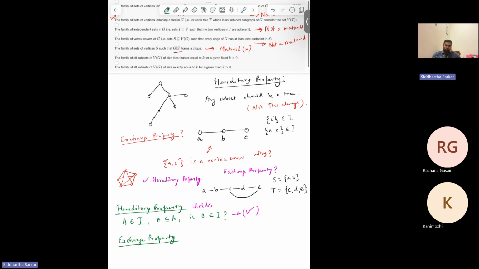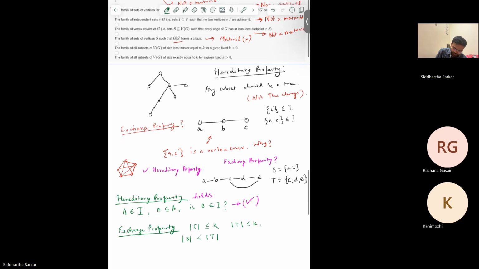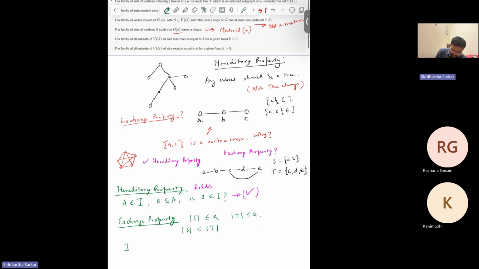So consider two subsets, S and T. The number of elements in S is at most k, and the size of T is also at most k. But let us say that the size of S is strictly less than the size of T. That means there exists some x which belongs to T but does not belong to S. Therefore, if you take the union of x with S, how many elements will be there?